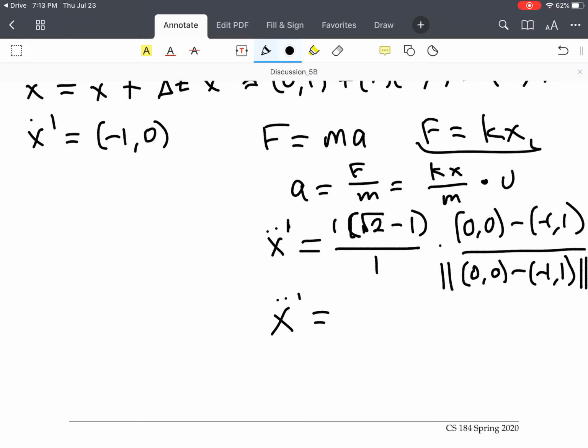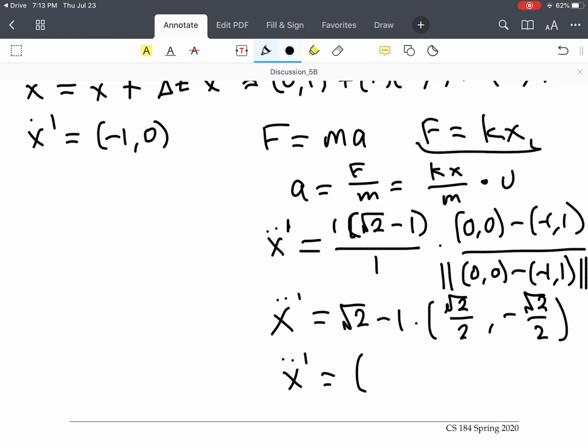Meanwhile, over here, the ones drop out, and it's just going to be root 2 minus 1. So what we're going to have is root 2 minus 1 times root 2 over 2, comma, negative root 2 over 2. And if we multiply that out, it's a bunch of math, but it's going to be 1 minus root 2 over 2, and then it's going to be root 2 over 2 minus 1.